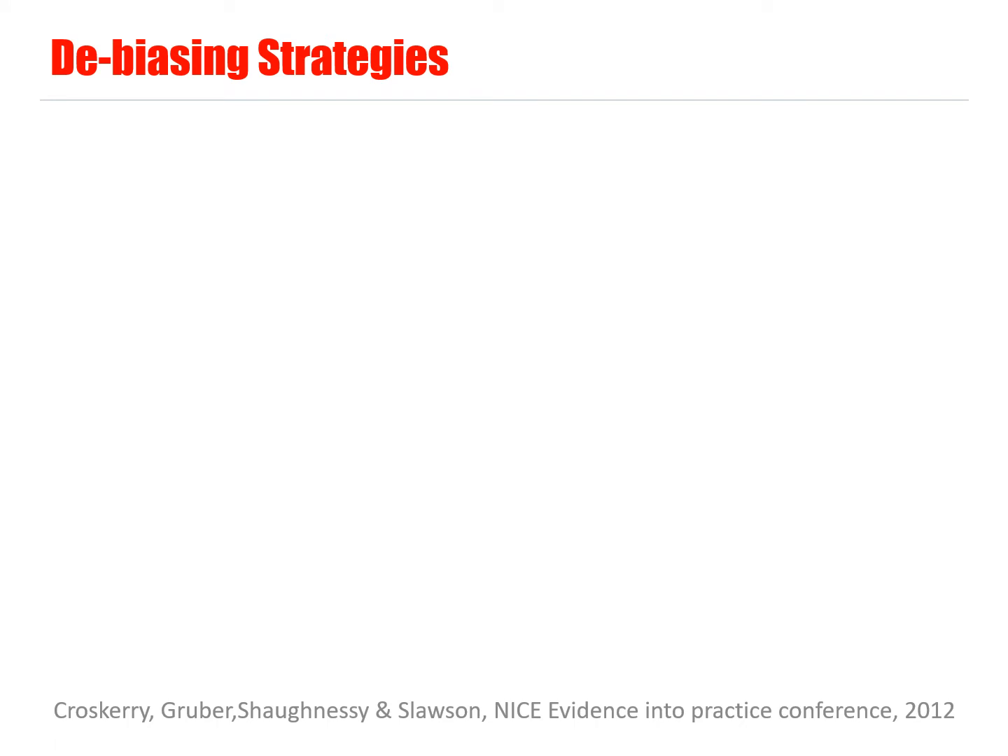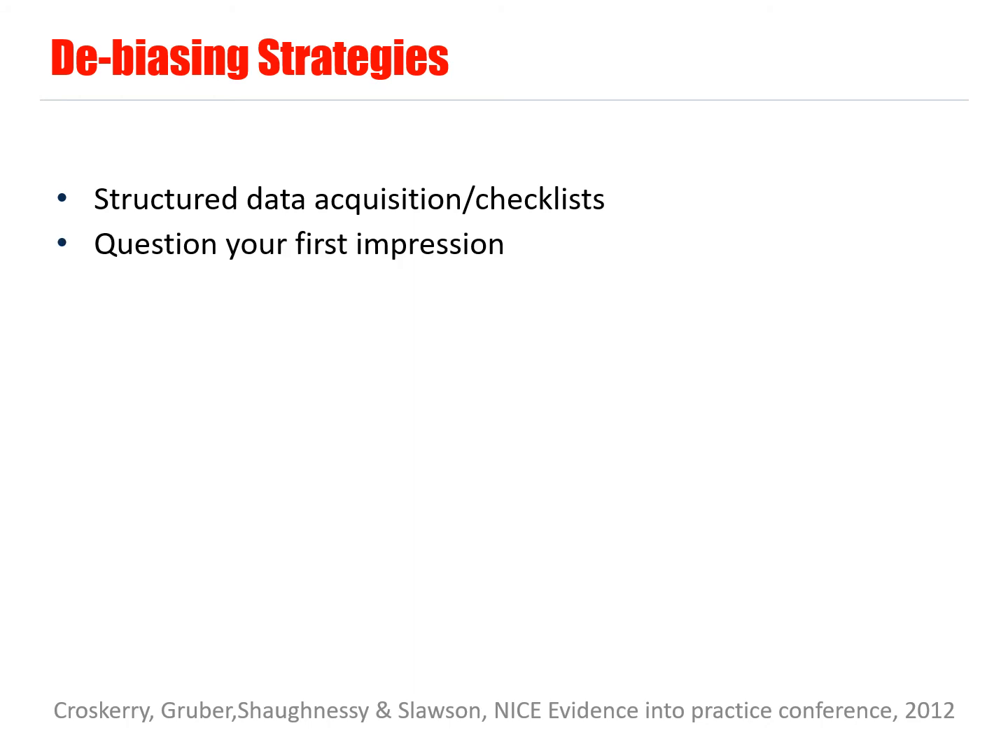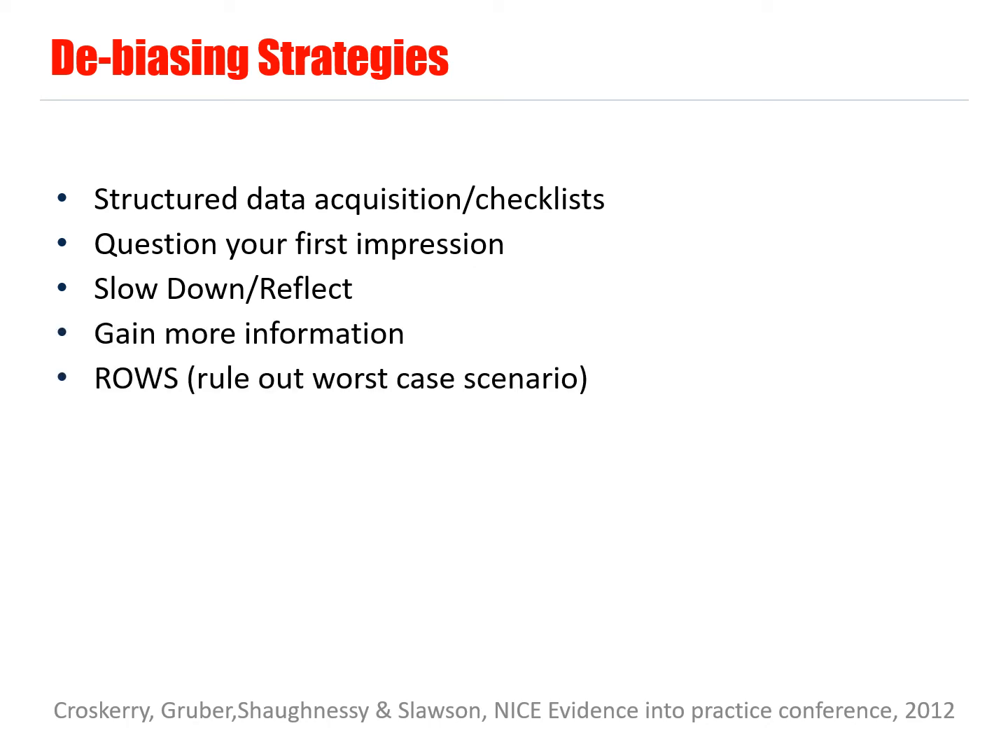Let's think a bit more about debiasing strategies. What actually helps to reduce and minimize error? You might have ideas of your own, but here are some that we've discovered in the literature. Use structured data acquisition or checklists, like surgeons do, like NHS 111 callers do. Question yourself all the time, especially your first impression if you jump to a diagnosis quickly. Slow down, reflect, either on your own or with a group, maybe even with the patient. Get more information. Have you ruled out the worst case scenario?